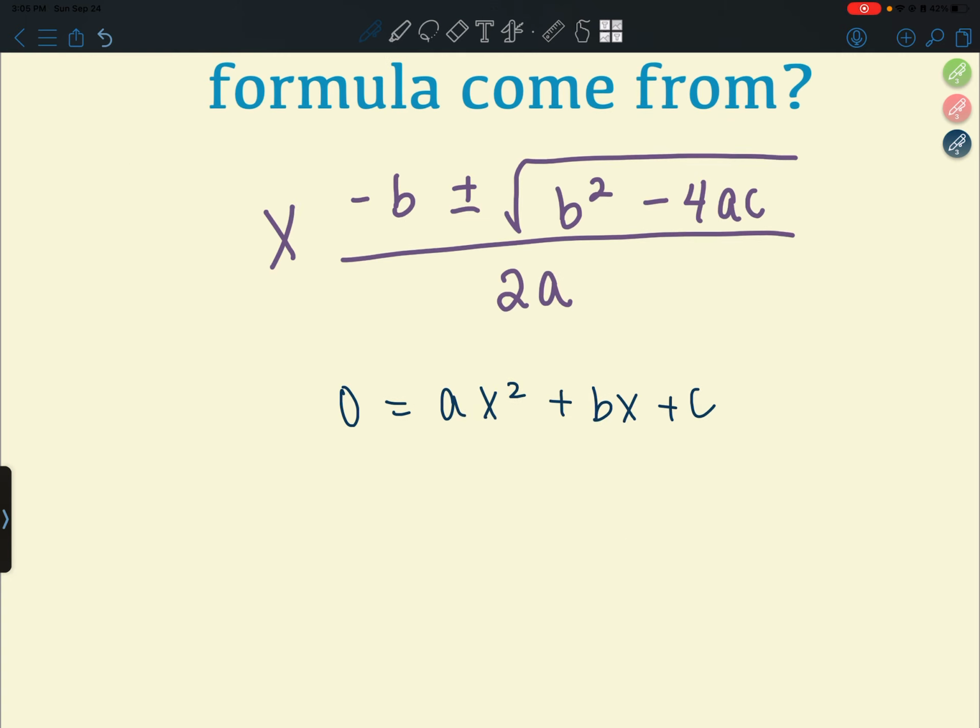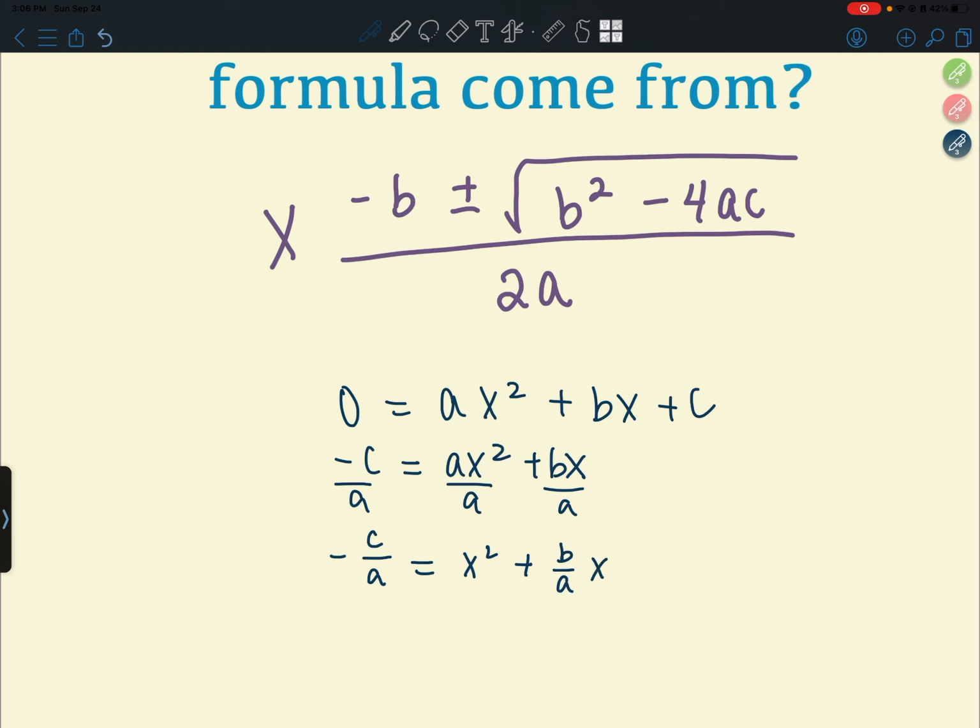What we can do first is we are going to minus c from both sides. And then we're going to divide everything by a, so all terms by a. We're left with negative c over a equals x squared plus b over a x.